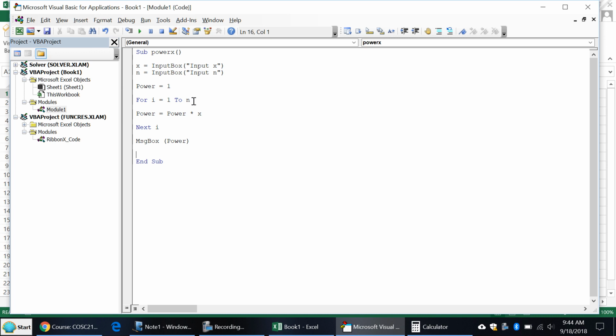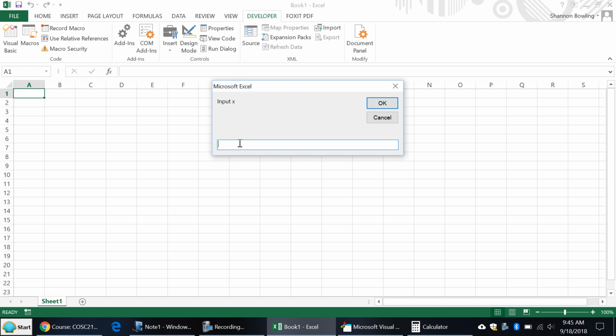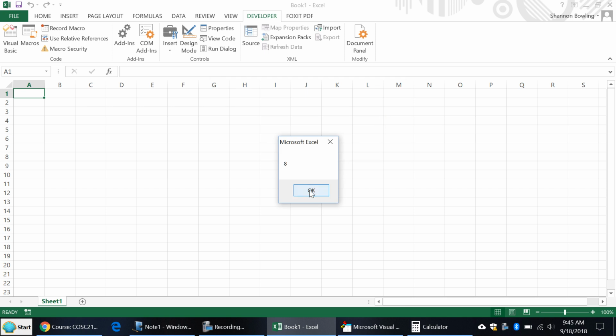Next I, because we said n is equal to 3. I is equal now to 3. Power is equal to power times x. Power is equal to 4. 4 times 2 is 8. Next I is equal to 3. So this loop drops out because we've reached 3. And then we just do MSG display whatever it is. So if I hit run here, I say input x, I put input 3, I get 8.